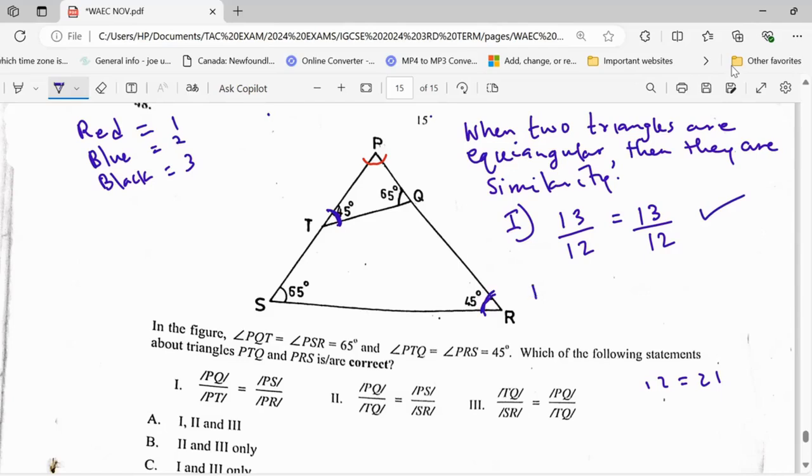Let's go to condition number 2. PQ, let's look at PQ again. Red, black, that's 1, 3. PQ here is 1, 3 over TQ. TQ, blue, black. Blue, black is 2, 3.